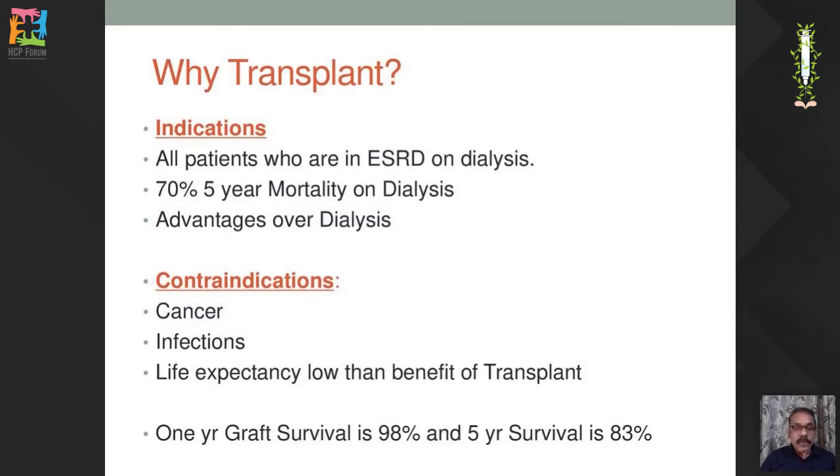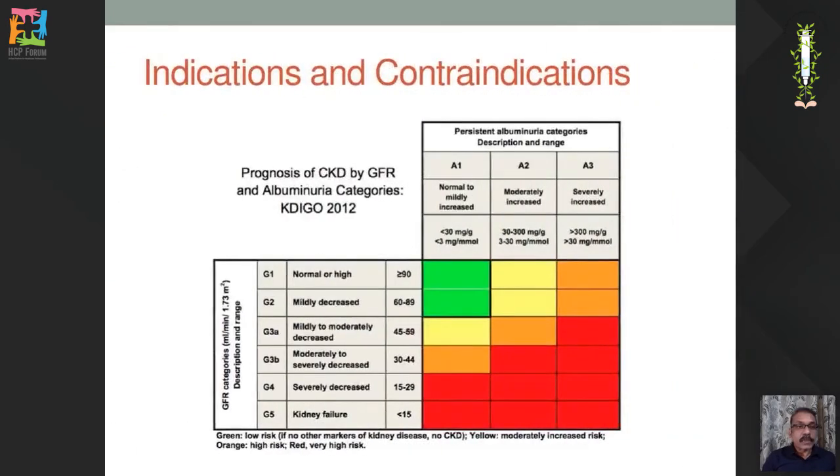The graft survival is very good: one-year graft survival is 98% and five-year survival is 83%. So there is a good reason that every end-stage renal disease patient should get a chance for the transplant.